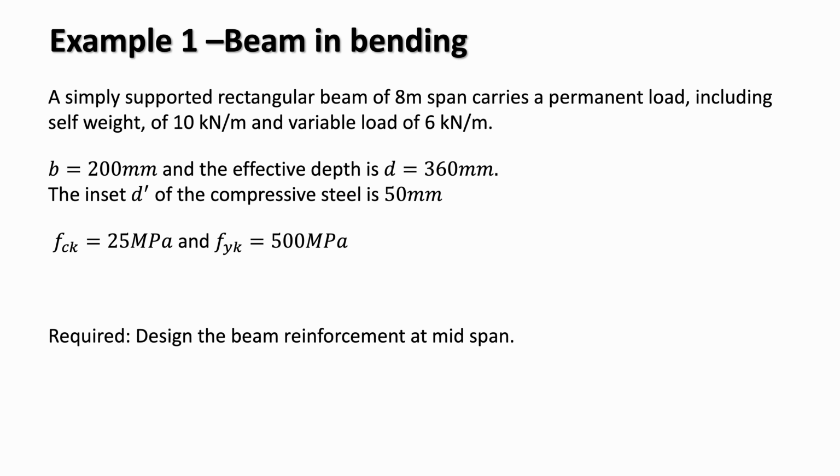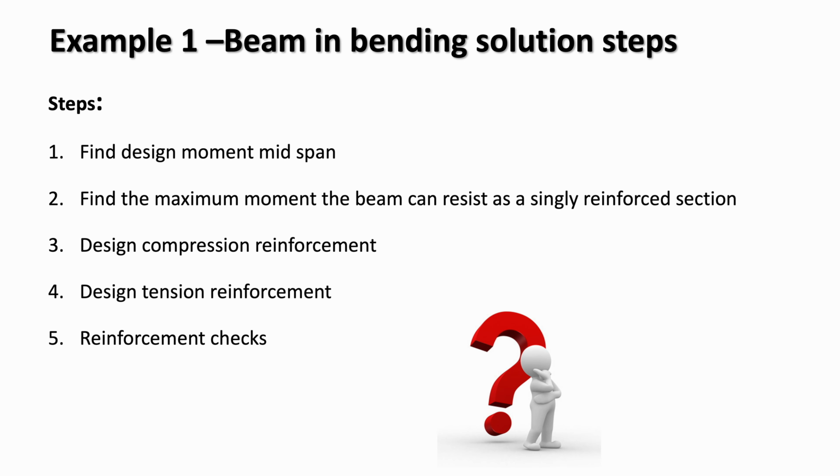With the material strengths given, our task is to design the reinforcement at mid-span where the bending moment is the greatest. In this example, we'll work step by step through the moment capacity of the concrete, check if the section needs compression steel, and then determine both the compression and tension reinforcement required. And these are the steps we'll follow to work through the example.